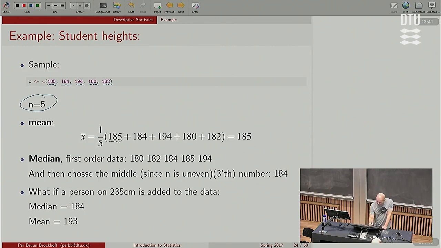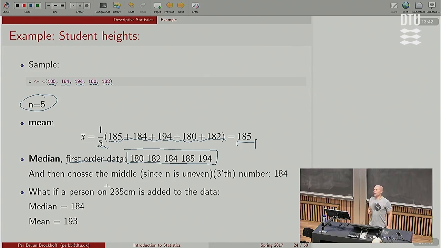The mean, you add up the 5 heights and you divide by 5. We have a mean height here of 185 centimeters. How would I find the median? I would first order the data. Here's the same 5 numbers in an ordered sequence from smallest to largest. Then I choose the middle.